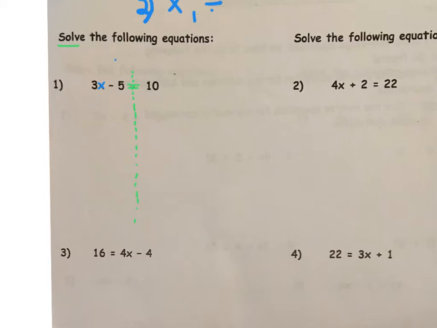We need to eliminate the plus 5 and multiplication by 3. But we should always go after addition and subtraction first. So we're going to do the inverse here and add 5 to the left and add 5 to the right. This is zeroed out, and we're left with 3x on the left side and 15 on the right side.